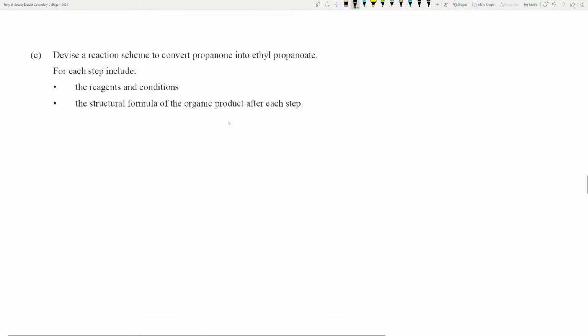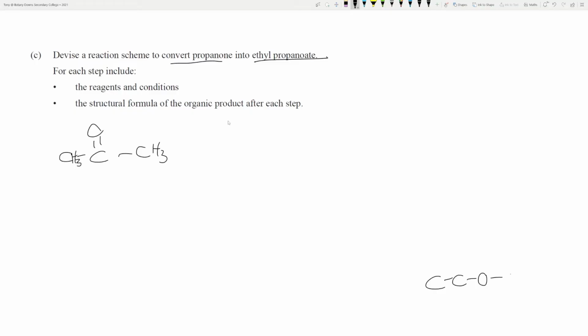Now devise a scheme to convert propanone into ethyl propanoate. So what are we starting with? We're starting with propanone. So we're starting with this. I want to turn it into ethyl propanoate. Okay, so this is ethyl propanoate.